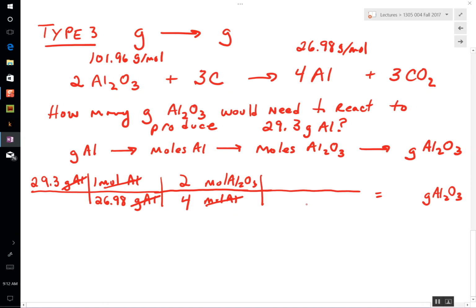And I need to put something like a mole of aluminum oxide down here and gram of aluminum oxide up here. I need to multiply by grams per mole, and in this case it's 101.96 grams of aluminum oxide per mole of aluminum oxide. Moles of aluminum oxide cross out.